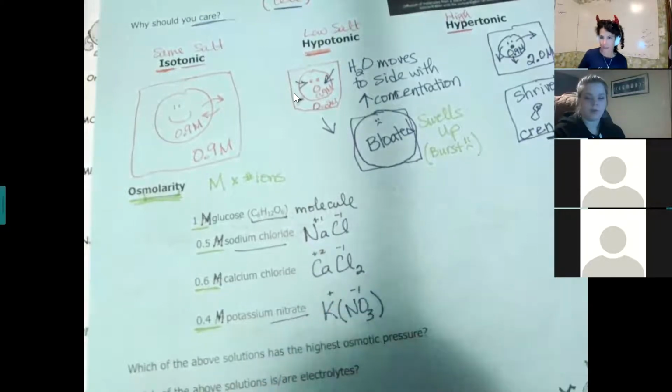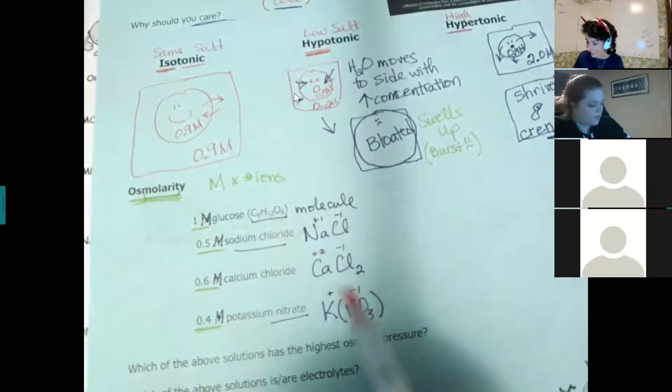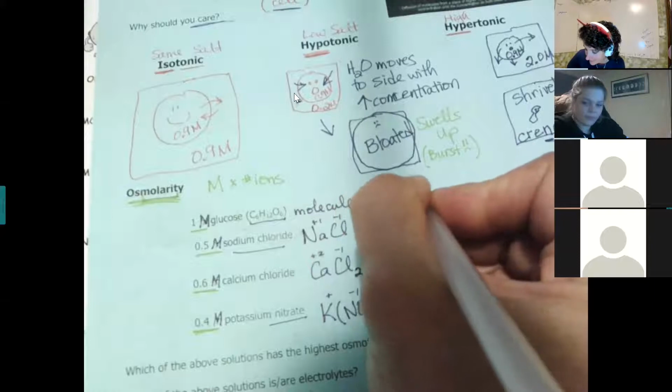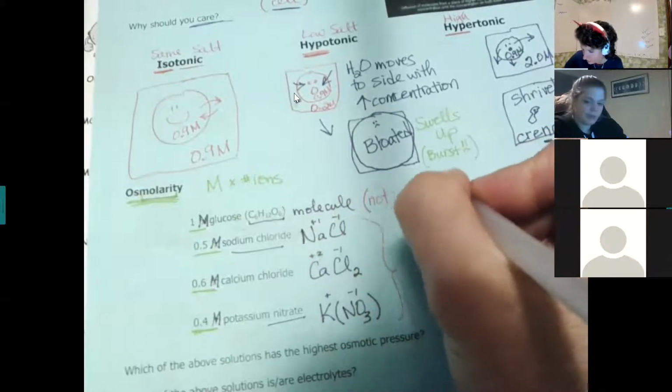Is it because there's a metal and a non-metal in the other one? Yeah, so these are all ions because they're metal, non-metal. A molecule is not ionic.